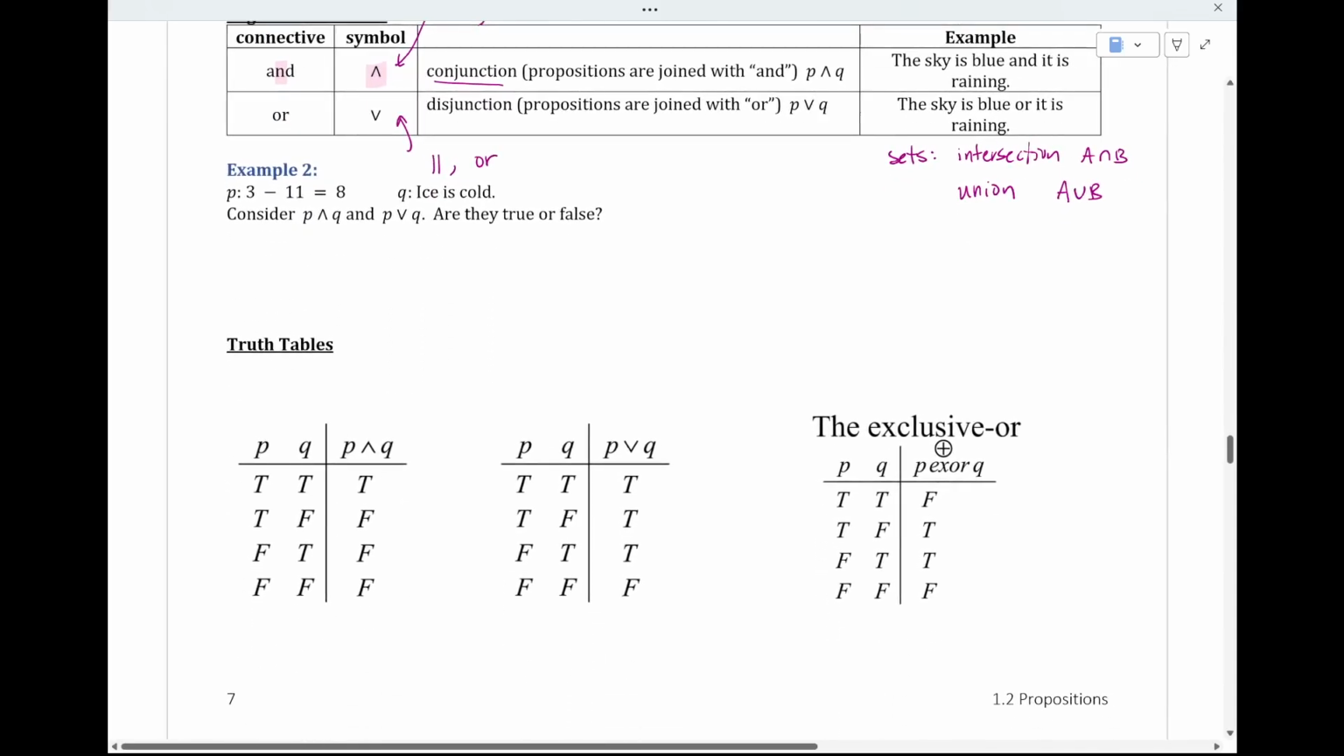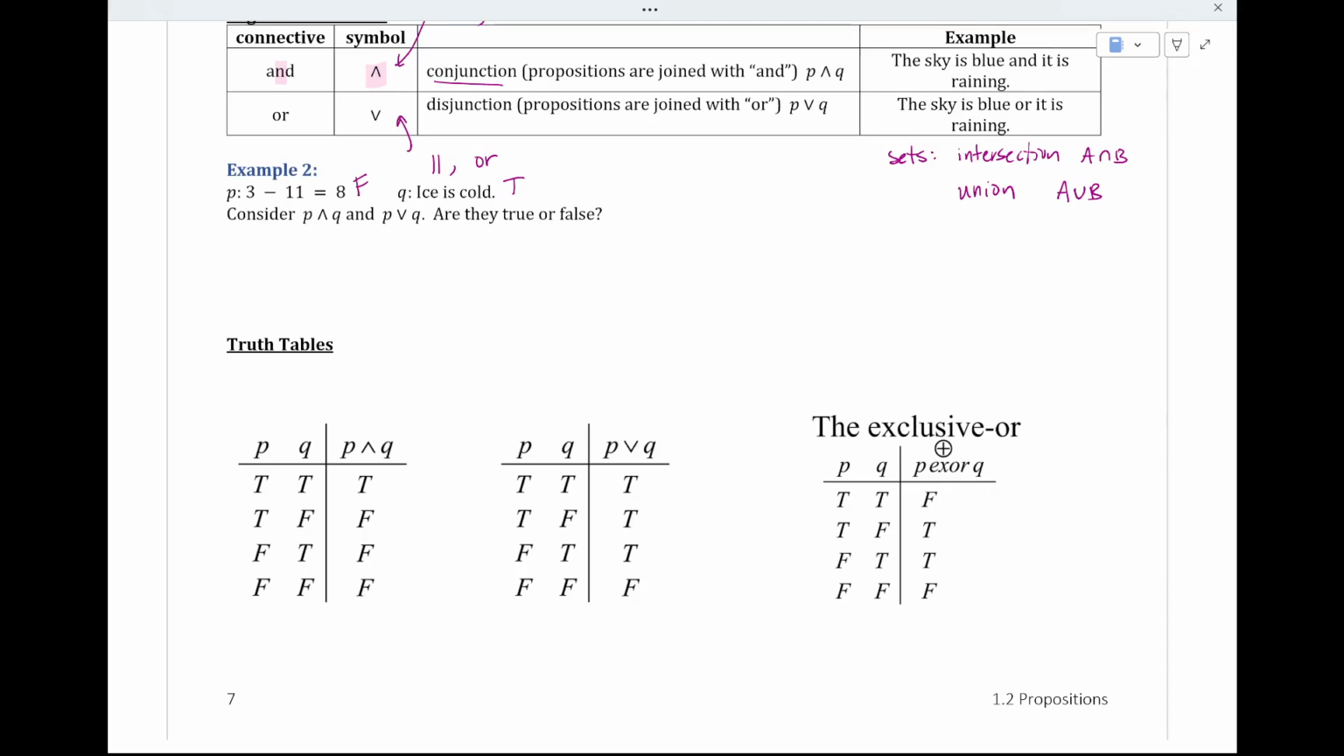Okay, here we are at example 2. Statement P is 3 minus 11 equals 8. Statement Q is ice is cold. So let's evaluate the truth value of P. Is 3 minus 11 8? 3 minus 11 is negative 8, so this statement is false. Ice is cold. That statement is true.